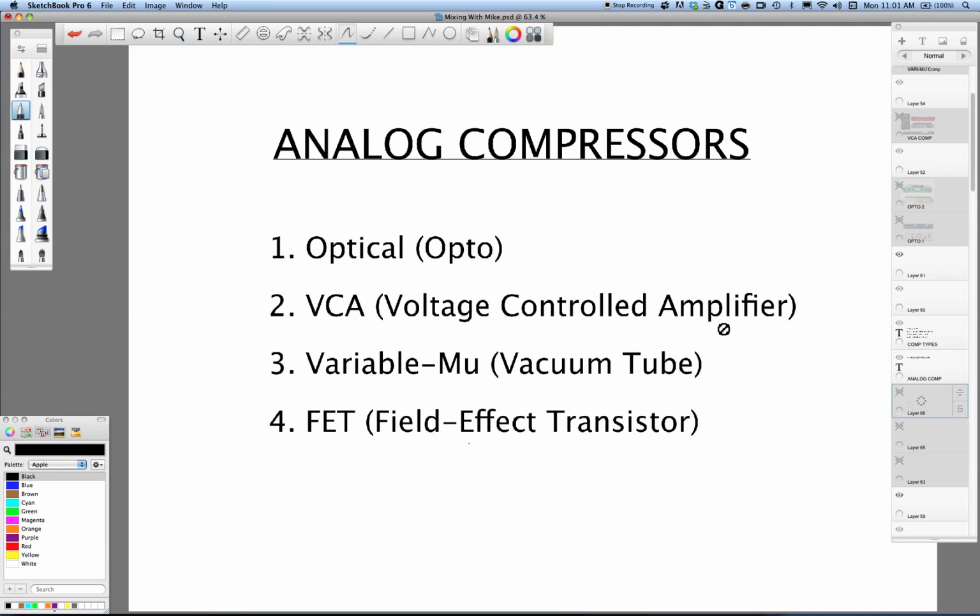And then there's the FET, field effect transistor. So this is using a particular type of transistor where its gain can be controlled by the output signal. So essentially, we're always dealing with gain stages here and controlling gain stages. So whether we're using optical components to do that, voltage controlled amplifiers, variable mu or vacuum tube compression, or the FET, which is a variable transistor essentially, this is how gain reduction can be achieved.